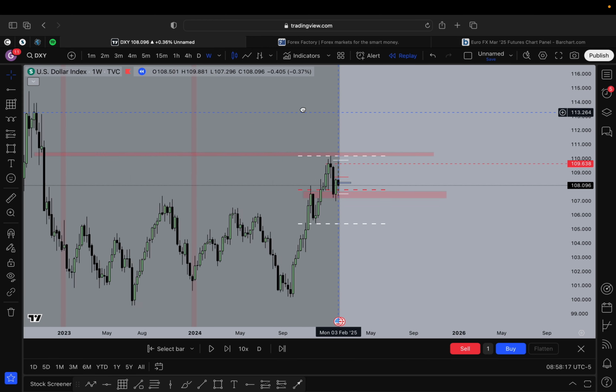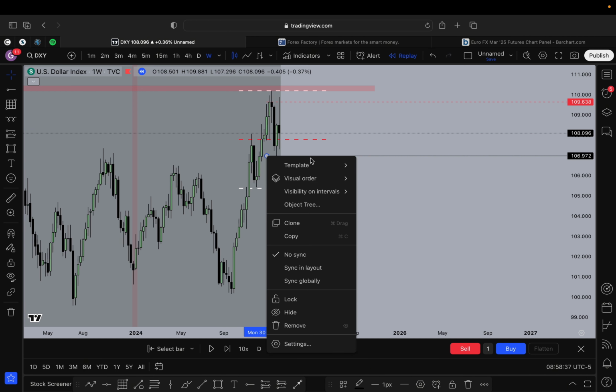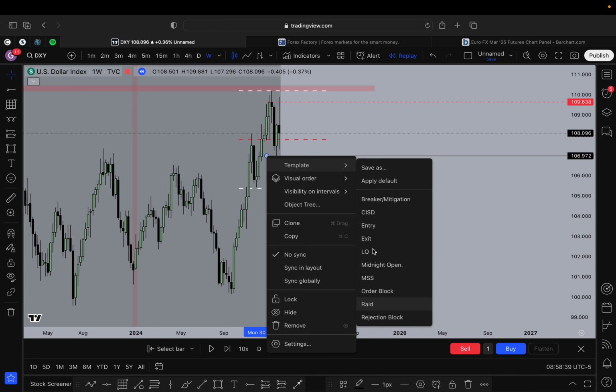My anticipation for next week is that I'm still interested in seeing the dollar lower. We just came to the premium, the discount rejected again, but I'm still interested in seeing the dollar expand to the downside for this sell side here. This is of my interest.